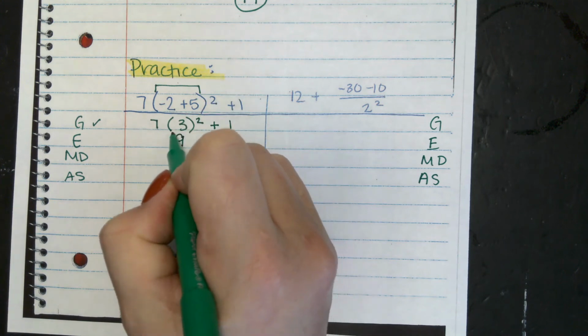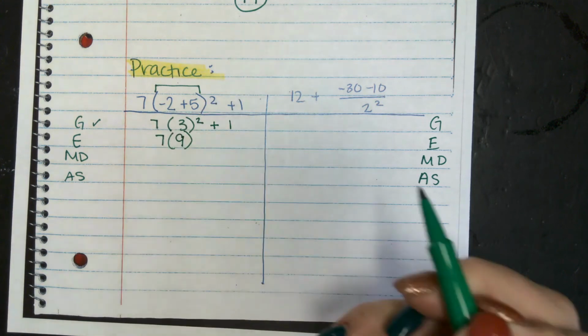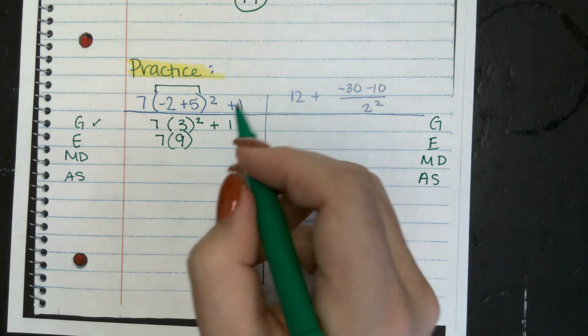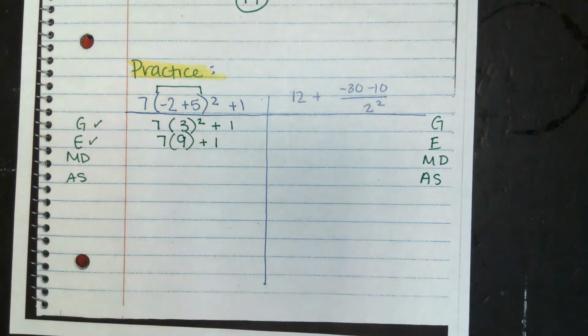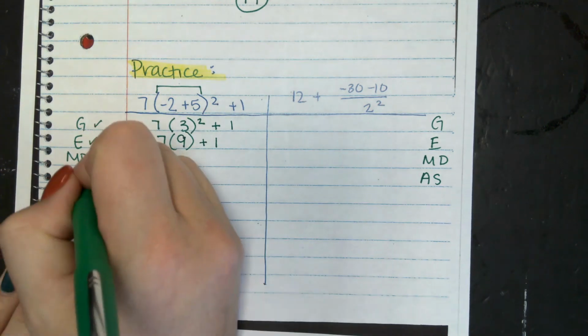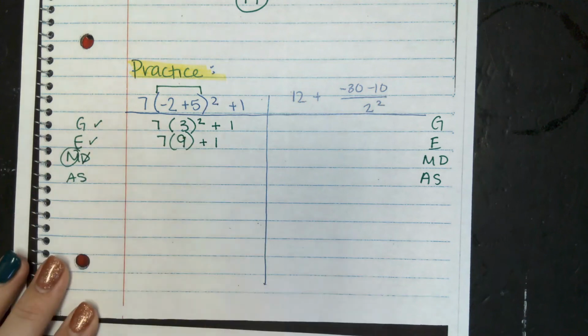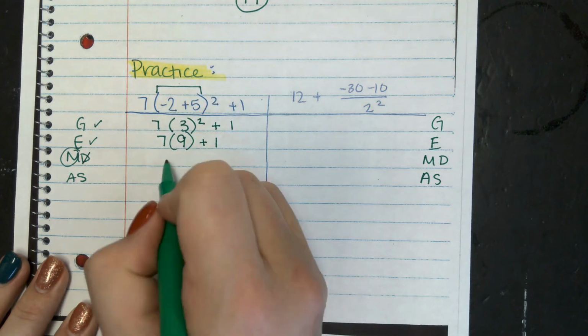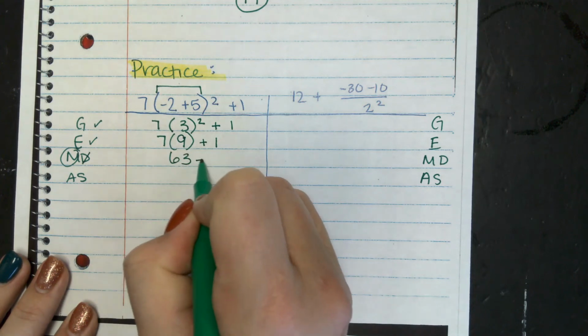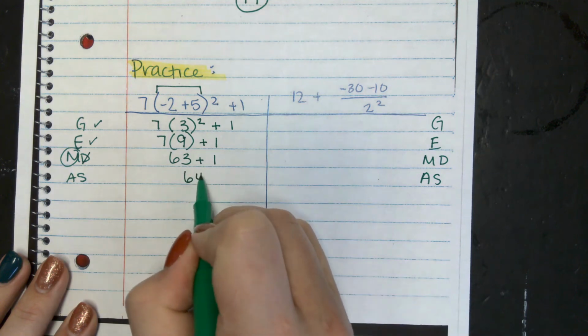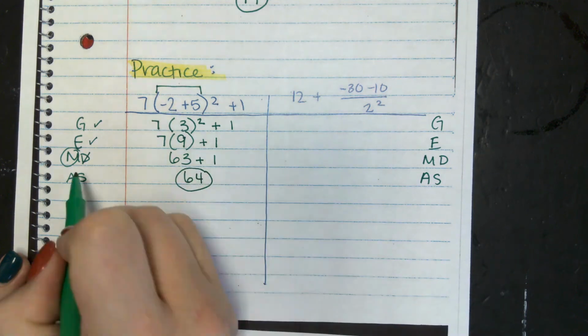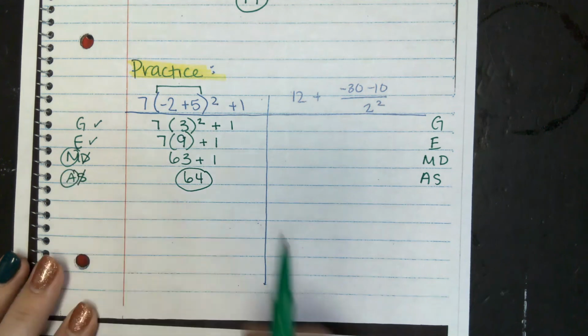I'm going to have the 7 on the front. I'm still leaving this inside parentheses. And now I get to add the 1 on the end. Now I have multiplication and I have addition. So let's do our multiplication first. 7 times 9, 63. So we get 63 plus 1, and then that's going to give us 64. So our final answer is 64.